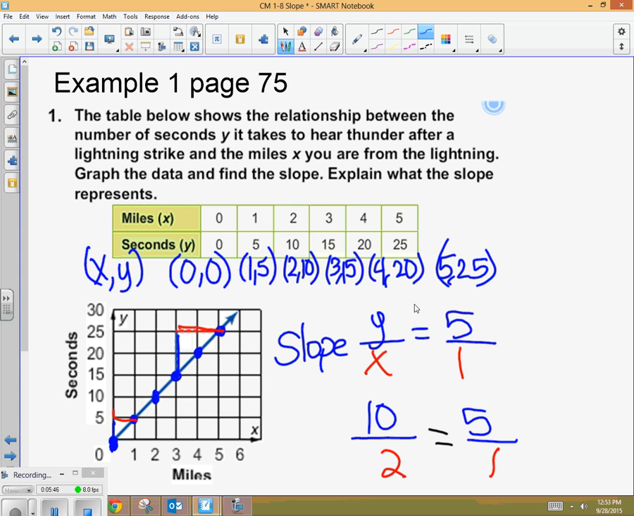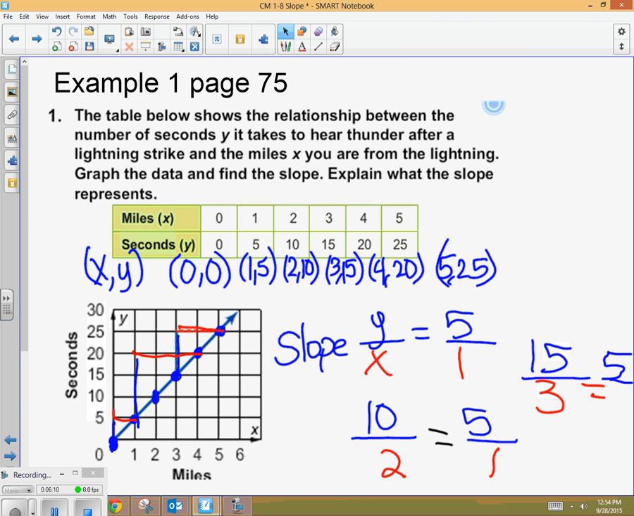I could also pick any other point. Let's say I wanted to start at 5 and go up to 20. That vertical run would be 15. Then after I go up, I need to go over 1, 2, 3 until I hit my next point. 15 over 3 reduces again to 5 over 1. So no matter which 2 points you choose, the slope will always reduce to 5 over 1.